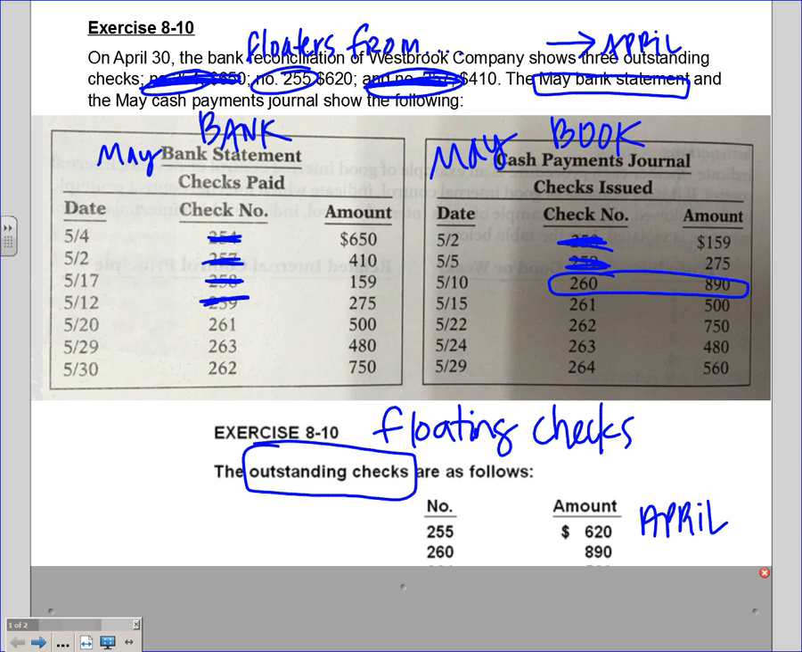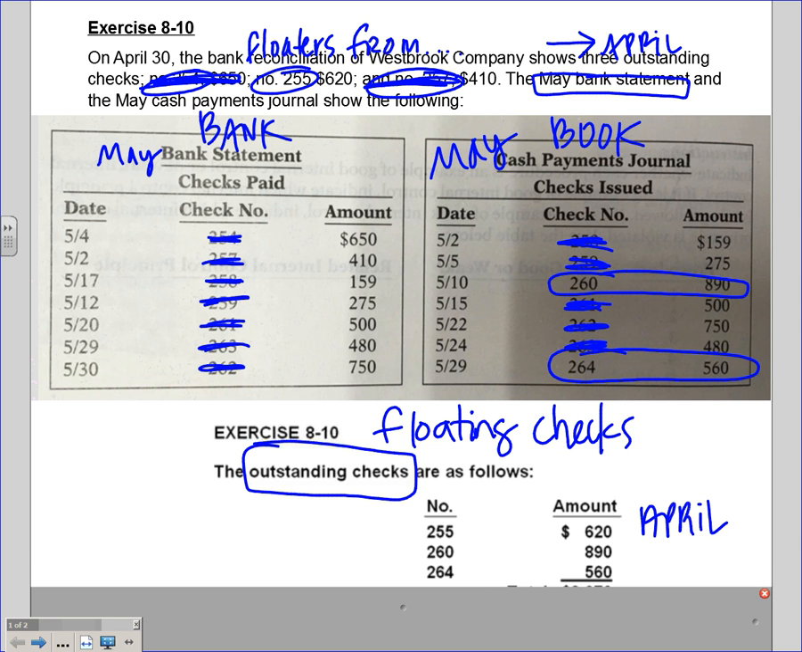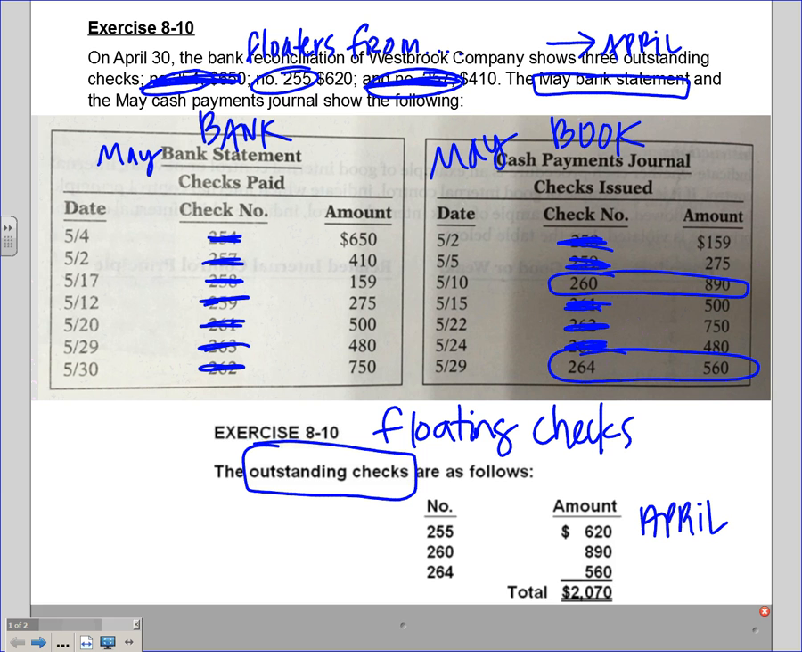How about 261? Has that cleared? Yep. Has 262 cleared? Yep. How about 263? Yep. And it looks like we have one more. Now I can get this last one. Why would check number 264 possibly still be floating out there at the end of May? It's pretty recent, but we still need to list it. 264 for 560 bucks.